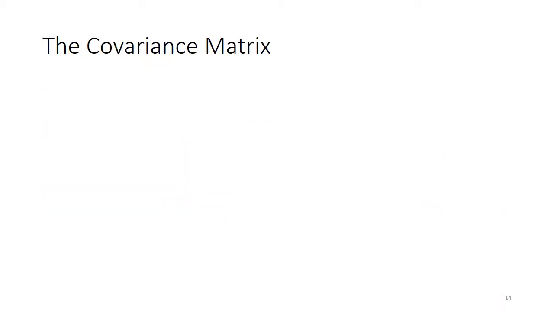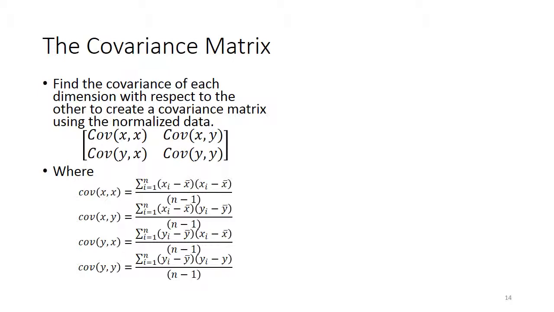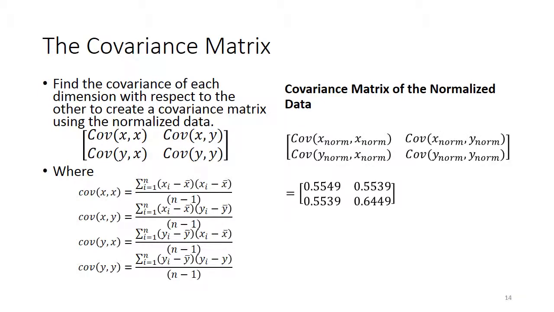From here, we're going to find the covariance matrix of the adjusted data set, such that we find the covariance of each dimension with respect to the other. And as you can see, if we find the covariance of x with respect to x, that's the same as finding the variance. And then we just make the covariance matrix of the normalized dataset, and from our previous slides, using those x and y values, this is just the covariance matrix.